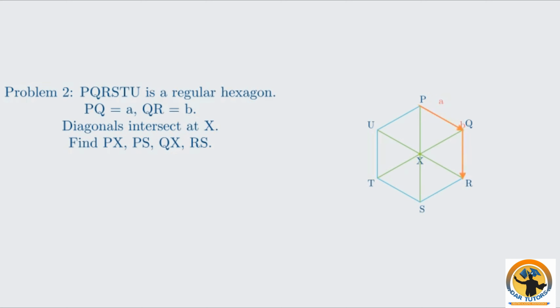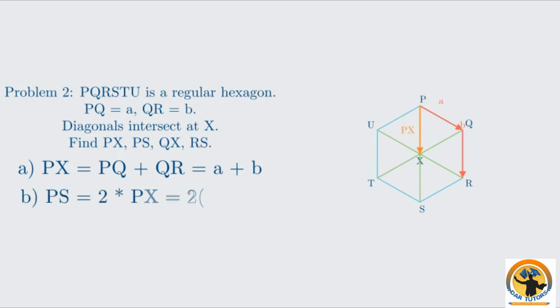First, let's find PX. In a regular hexagon, the vector from a vertex to the center is the sum of the two adjacent side vectors. So PX equals PQ plus QR, which is simply a plus b. Next, let's find PS. The vector PS is a diagonal that passes through the center X. This means PS is twice the vector PX. So PS equals 2 times PX, which is 2 times (a plus b).